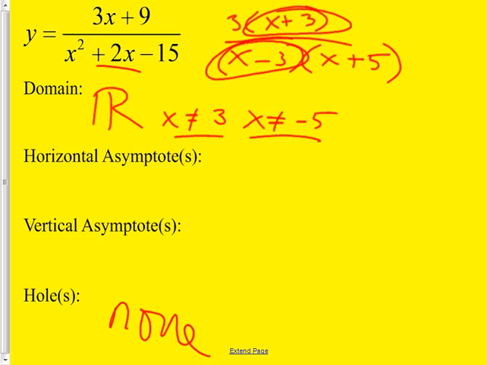Now which kind of asymptote though? They're x equals things. Are they verticals or horizontals? Verticals. X is like vertical, zertical, remember? So they're x equals 3 and x equals negative 5.